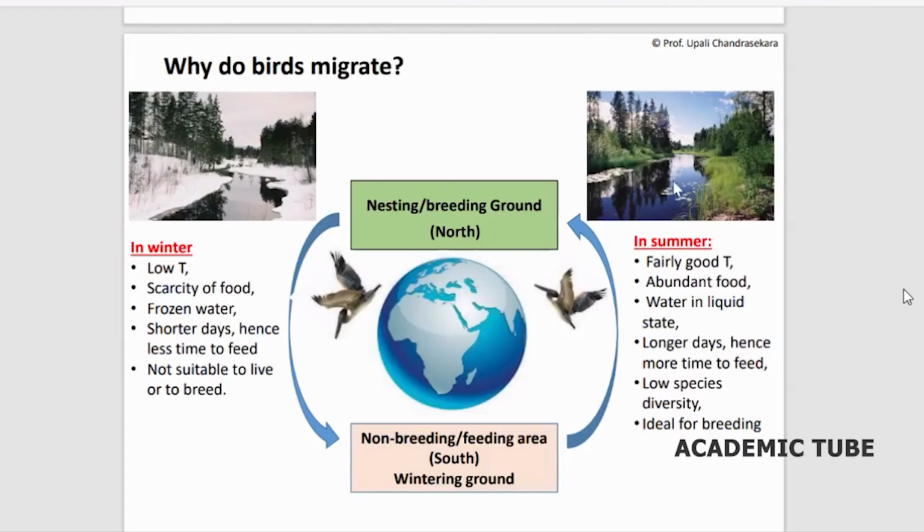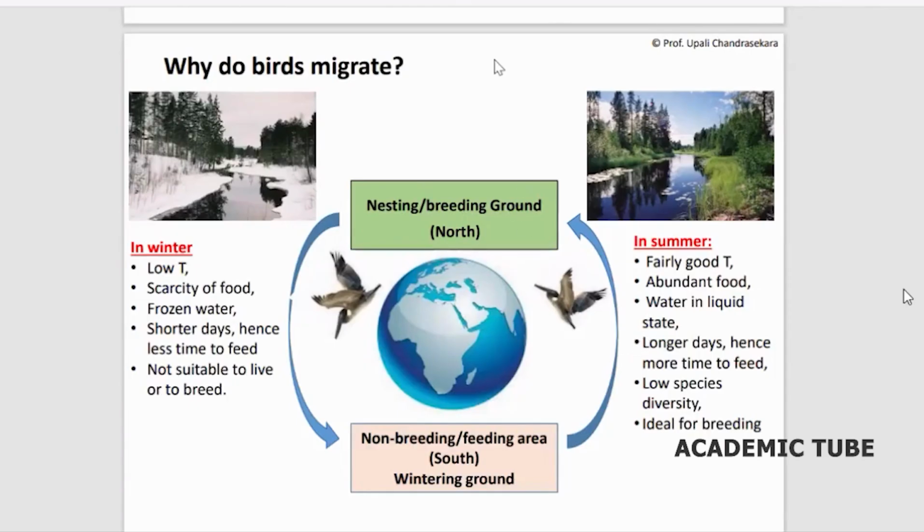Compared to the warmer areas, in these northern parts of the world, the species diversity is low. You would have been taught this under geography: in the countries of the northern hemisphere, species diversity is relatively low compared to tropical countries. So low species diversity means less competition for food, less predation, and therefore this place now becomes excellent for breeding. So they sense it while they are there, and therefore they fly.